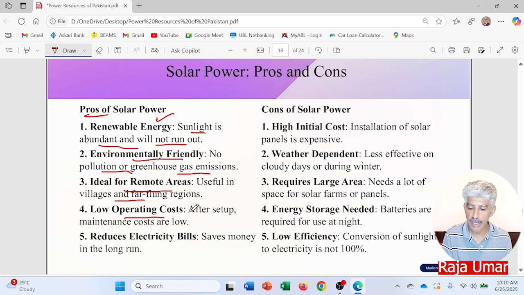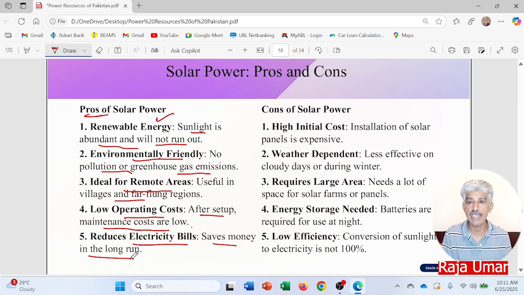So low operating cost: if you first install the solar panels, then the operational cost would be really very low and your electricity bill would be really very less. After setup, maintenance costs are really very low. Reduces electricity bills: you will be saving your money, paying almost no or really very little electricity bills. So that would be a plus point for the installation of solar power.